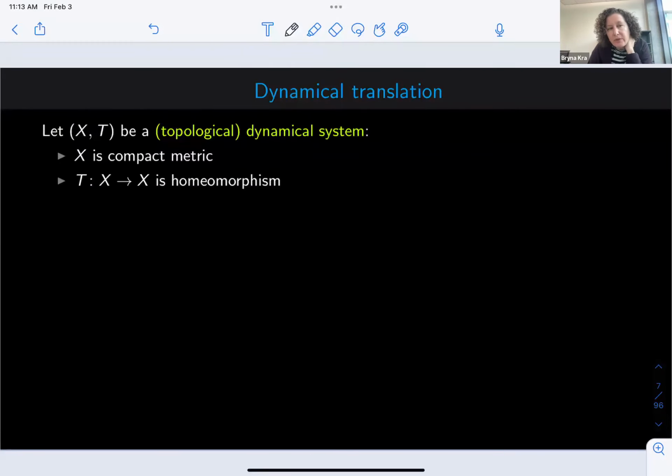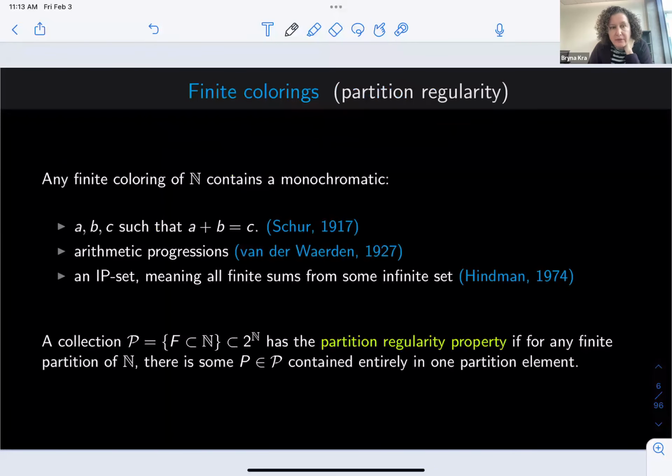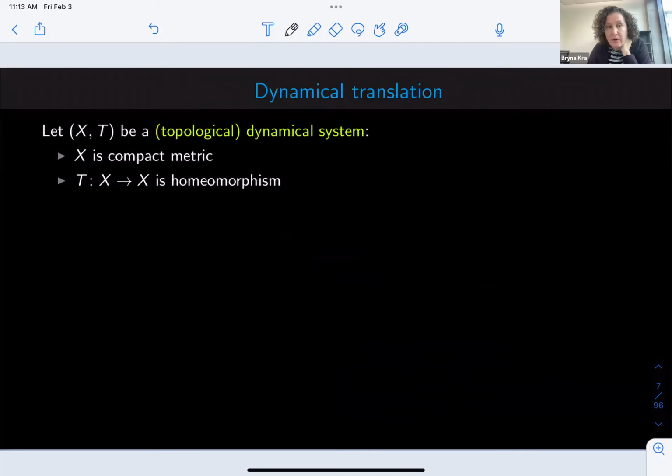We're going to translate that definition of partition regularity, let me leave it on for a moment, to dynamics. The context in which this gets translated is a compact metric space with a homeomorphism acting on it. When I say a topological dynamical system, what I mean is that X is compact metric and T is a homeomorphism. Now I want to show you how you translate partition regularity into something dynamical.